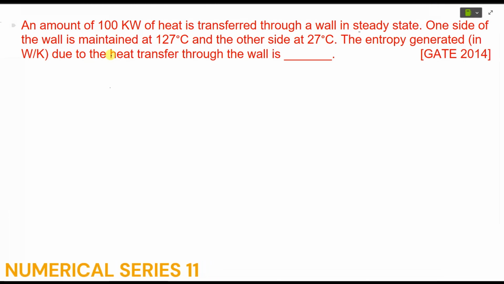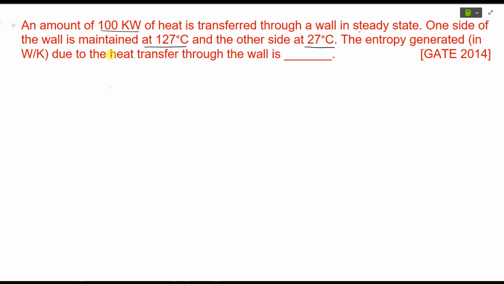Numerical series 11. An amount of 100 kilowatt of heat is transferred through a wall in steady state. One side of the wall is maintained at 127 degrees Celsius and the other side at 27 degrees Celsius. The entropy generated in watt per Kelvin due to the heat transfer through the wall is dash.